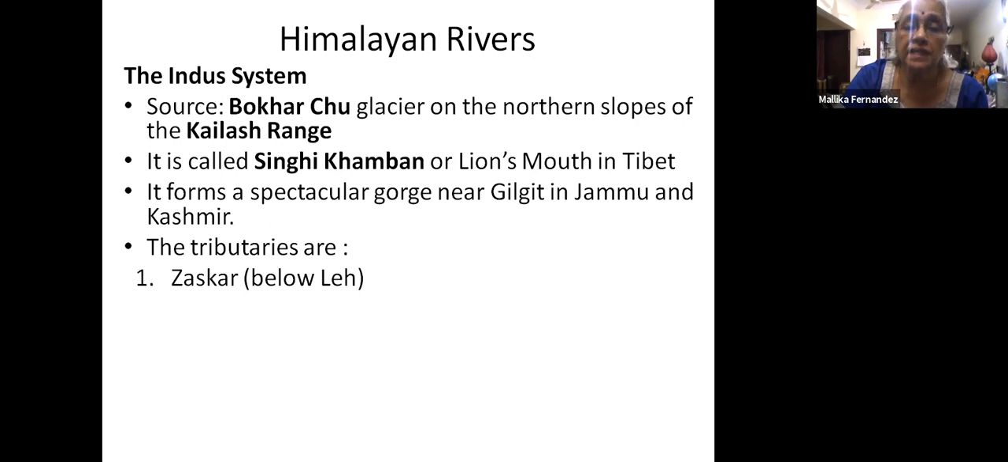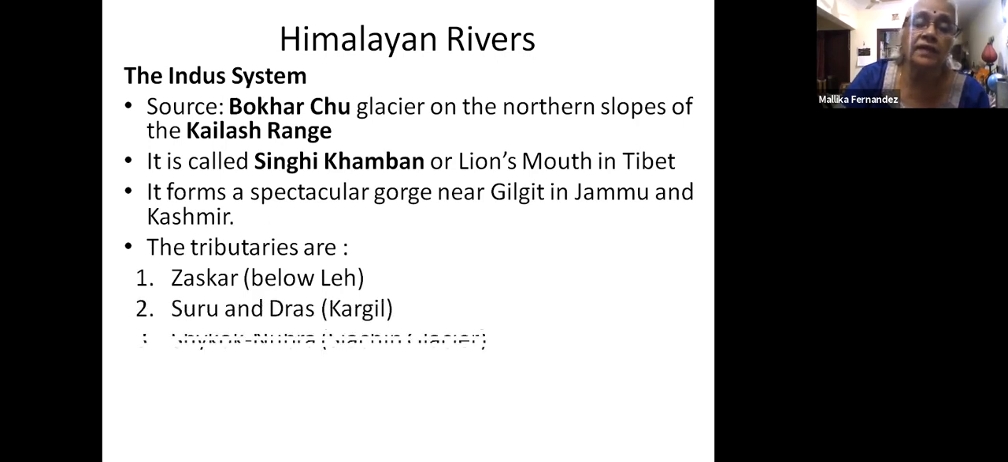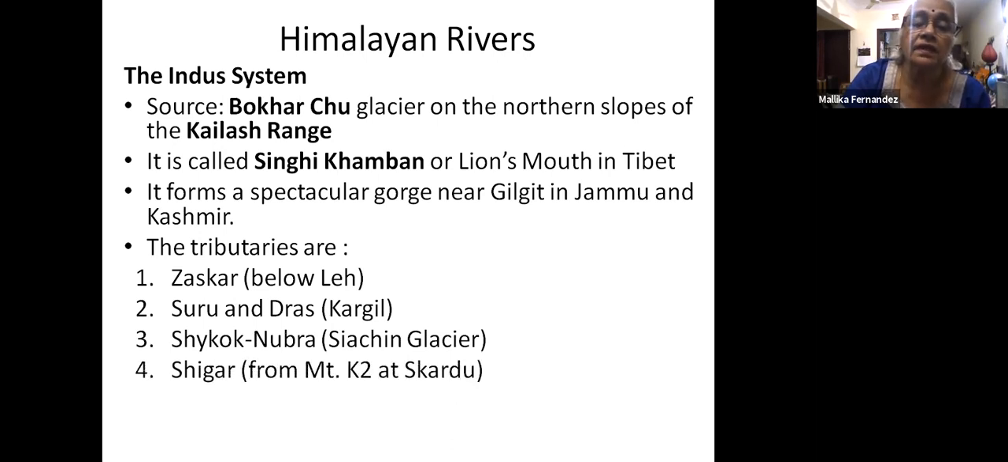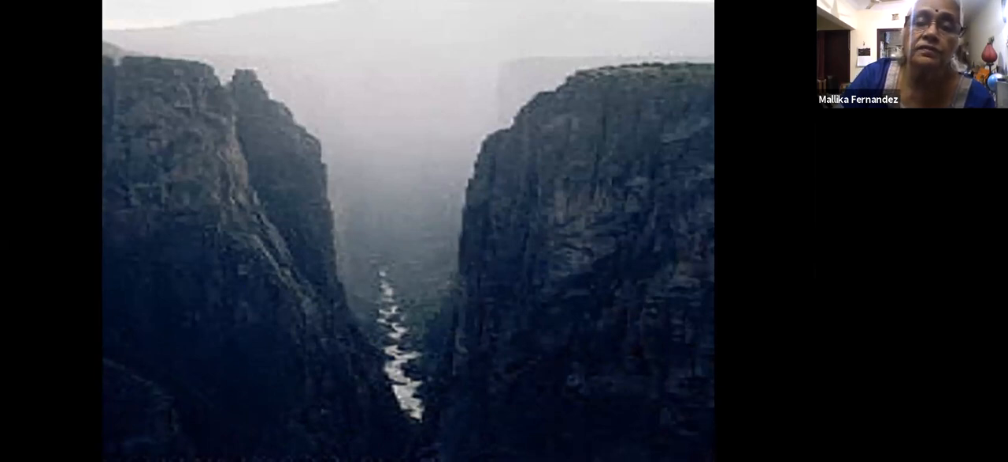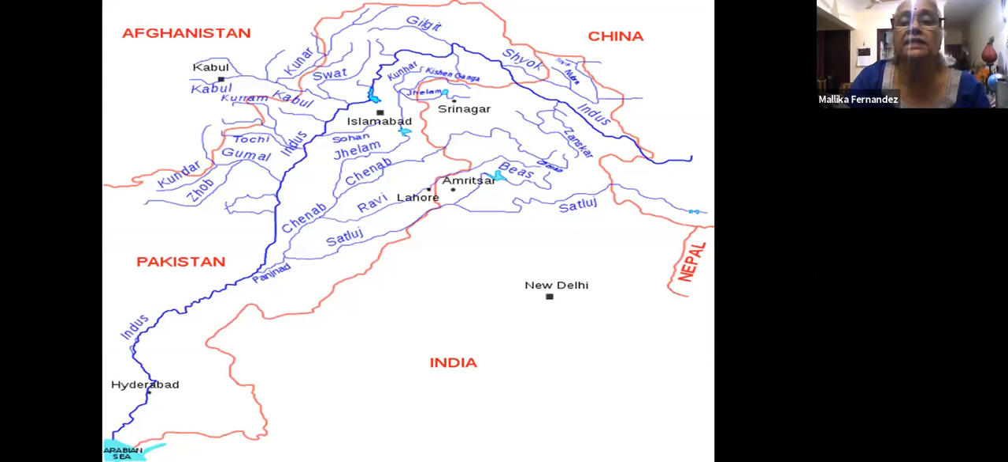The tributaries are Zaskar, which is below Leh, Suru and Dras, Shyok, Nubra, Shigar, and that's the list. So what you need to know here is where it is starting, right? It is starting in Tibet, and then it comes into India. Now this is Pakistan occupied Kashmir, and then this particular gorge, that's the gorge. On either side are the Himalayan mountain ranges, and the river has cut through at such great speed and created a gorge. So all the gorges in the world, this is what it looks like. Yeah, and that's the Indus River.